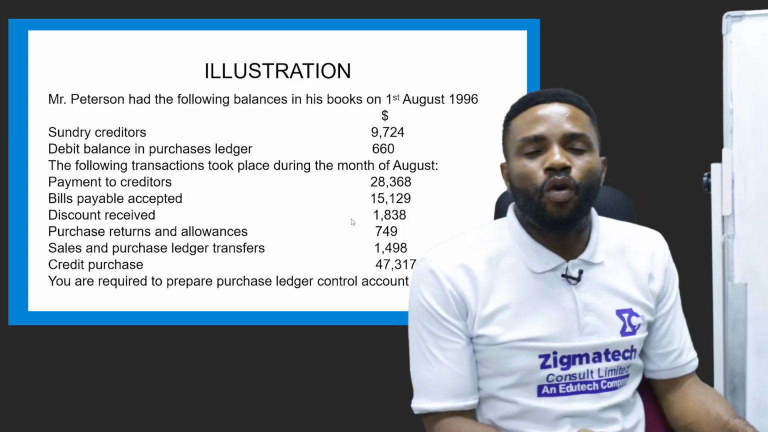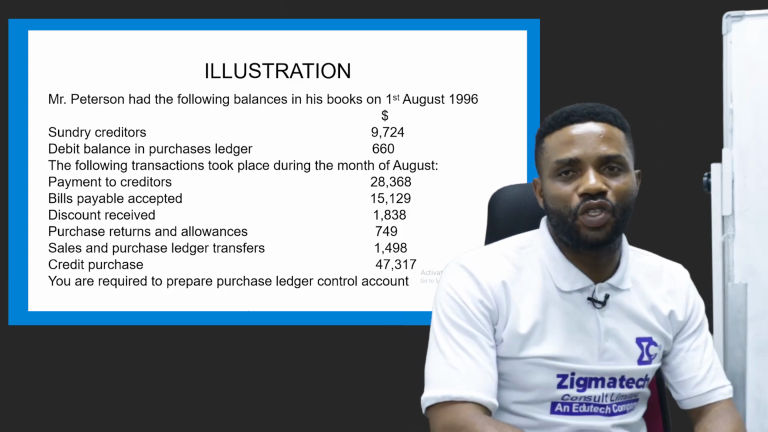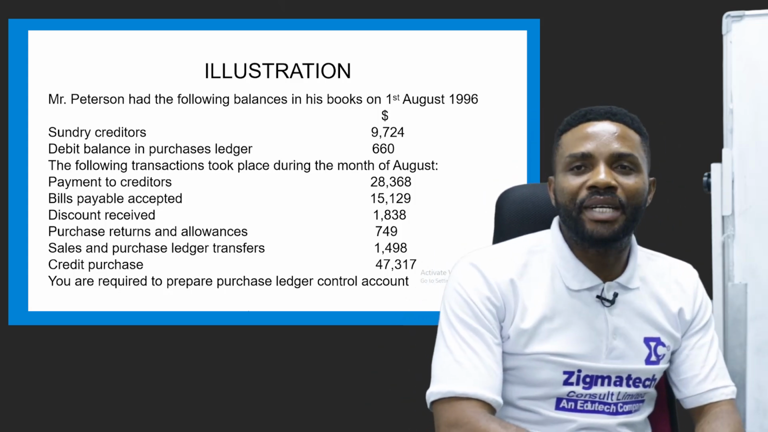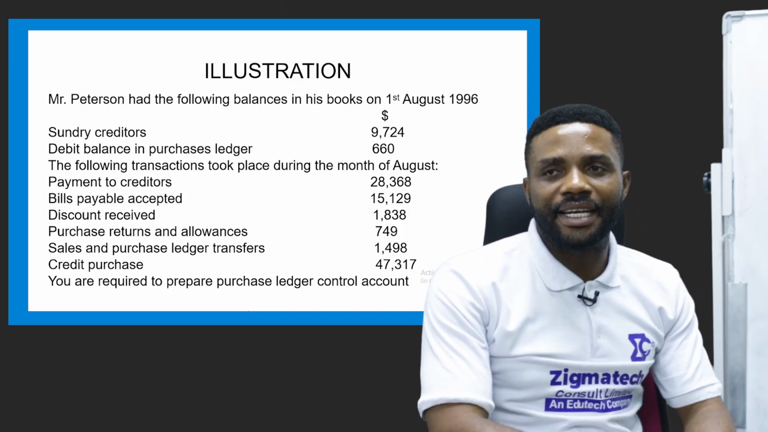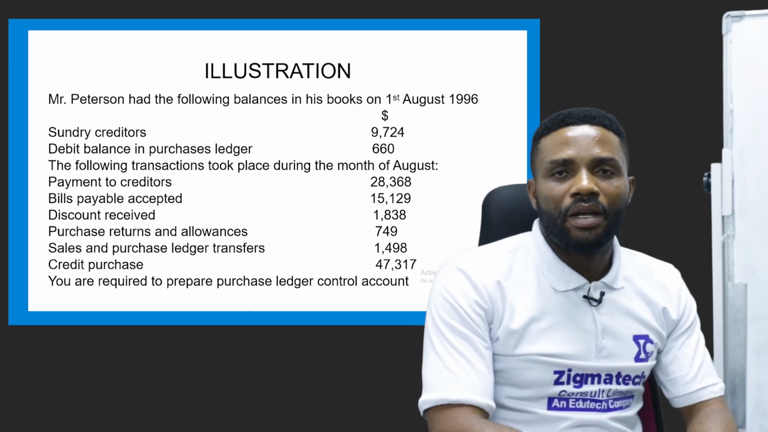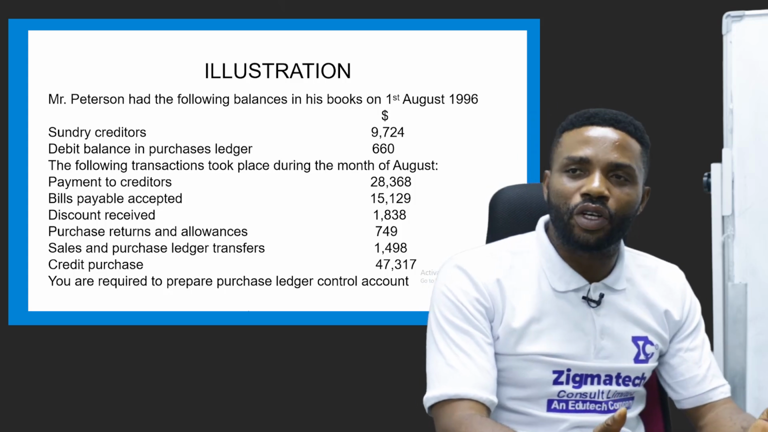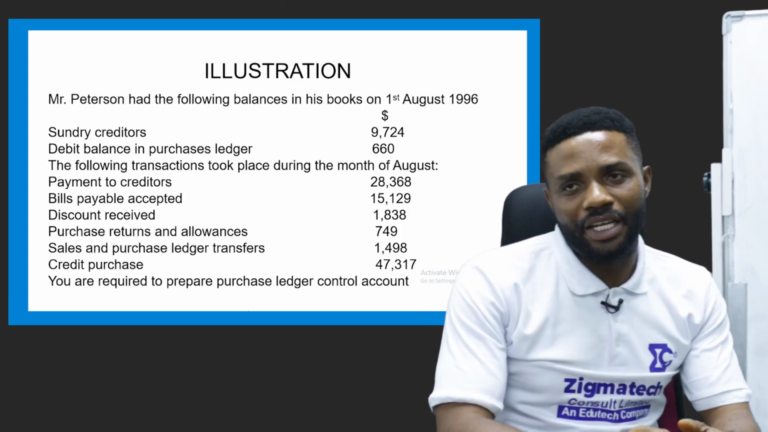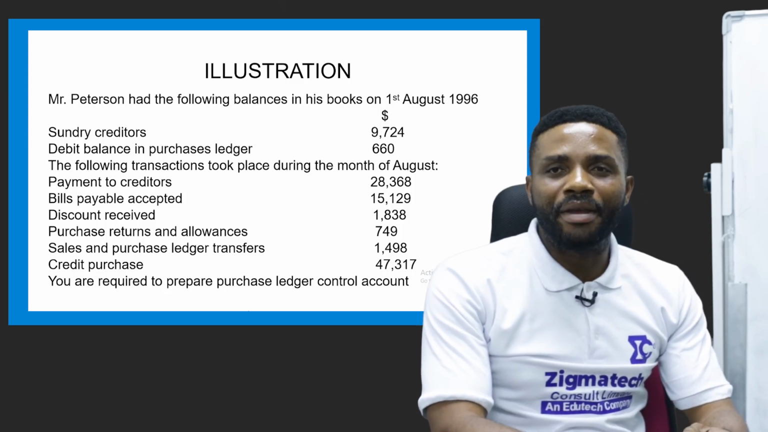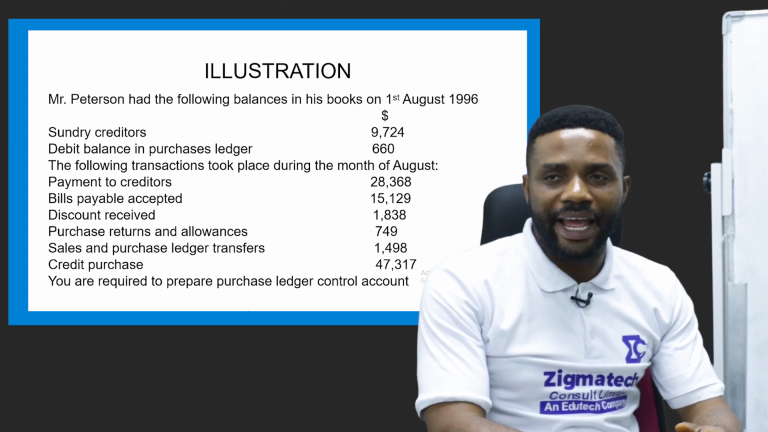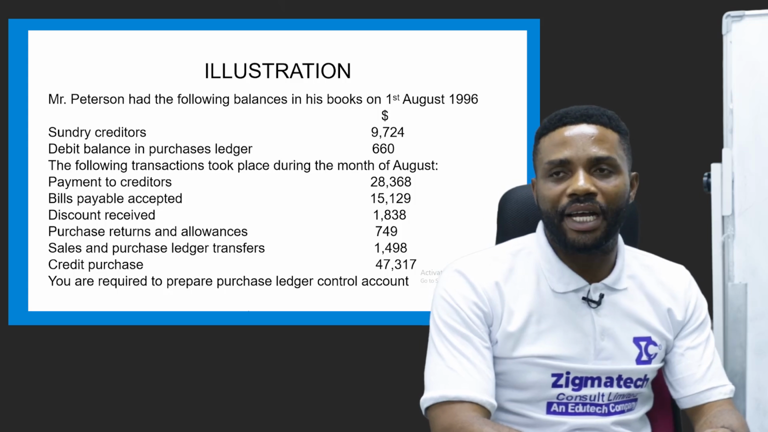Meanwhile, let's look at what we have here to see if this will explain further what we have discussed so far. Now, Mr. Peterson had the following balances in the books on 1st August 1996. Sundry creditors. These sundry creditors are the creditors we had at the beginning of the year. We have $9,724. Debit balance in purchases ledger. This is the balance of last year that is brought into this year, $660.